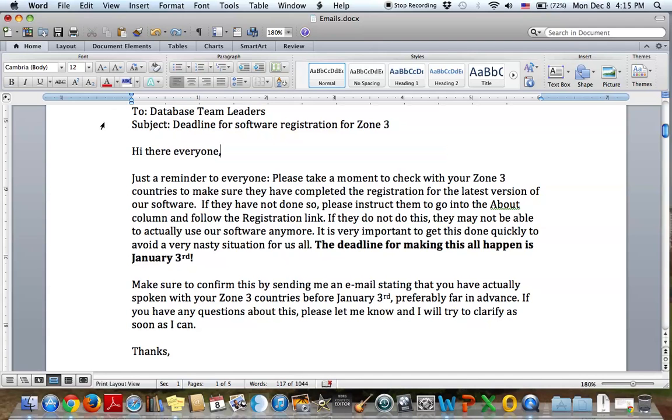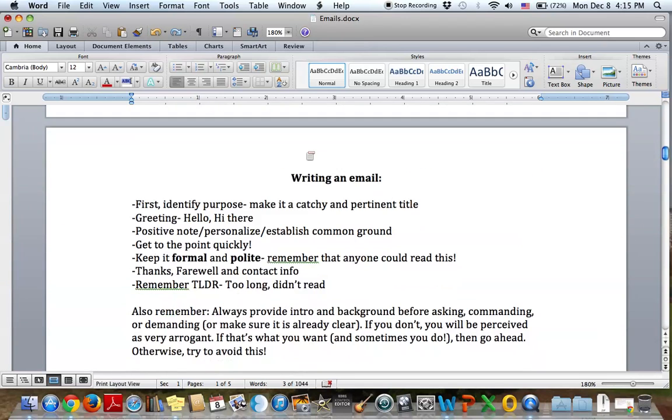Anyhow, so we see that right there. We've got our clear subject, deadline for software registration. We've got our greeting, hi there everyone. Okay, good. That's the first two things we want. This third thing that we want is a little bit confusing. Positive note, personalize, establish common ground. Basically, this is one step that we take before we get to the main idea of an email.